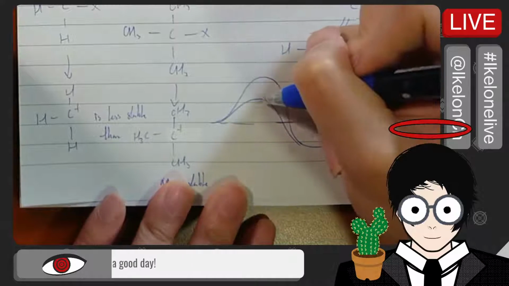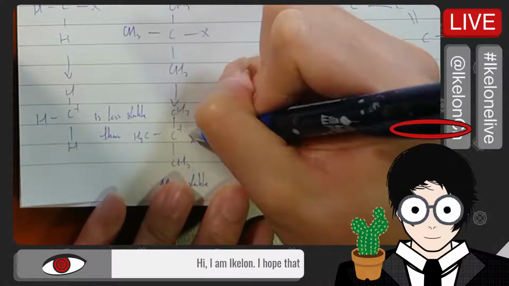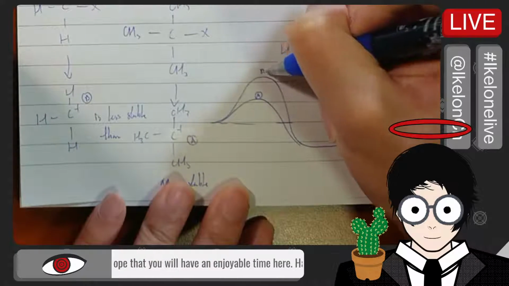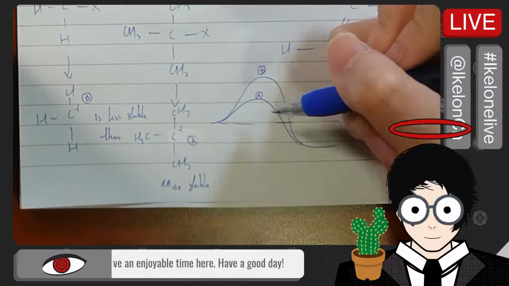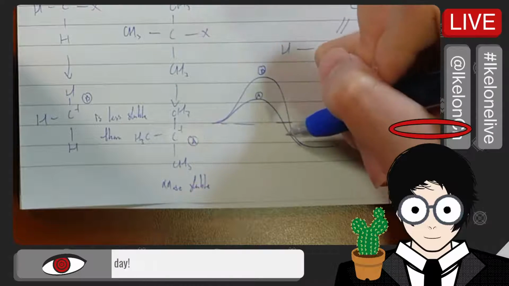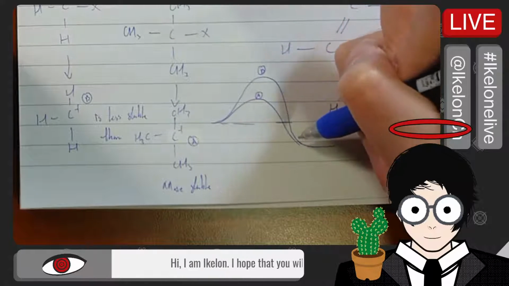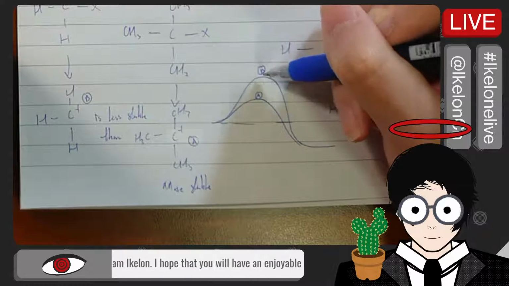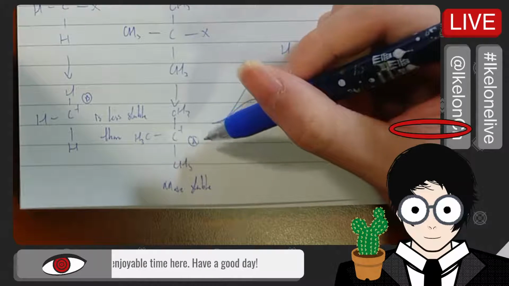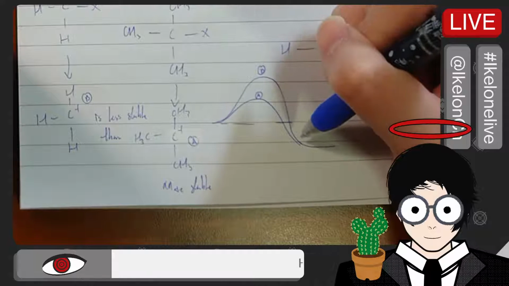Let's just call this A. Let's just call this B. Because A is more stable, the reaction would have a lower activation energy, so it's easier to proceed and it proceeds faster. Whereas B is less stable, it will have a higher activation energy and it will proceed slower. So that's why having a more stable carbocation would make the reaction faster.